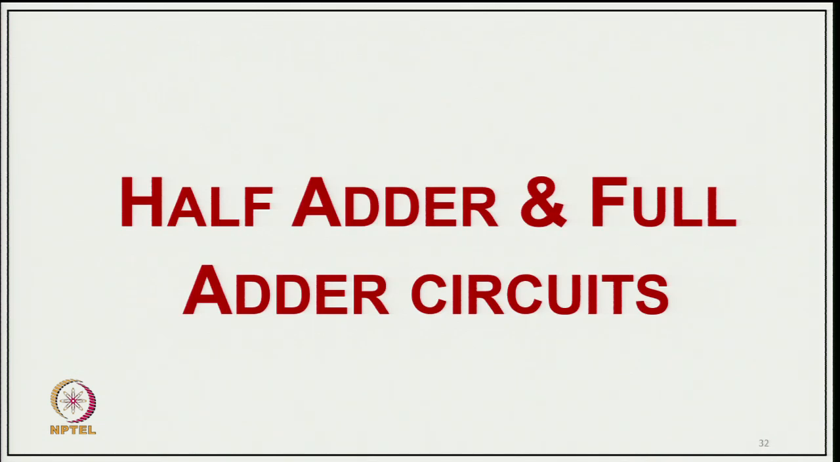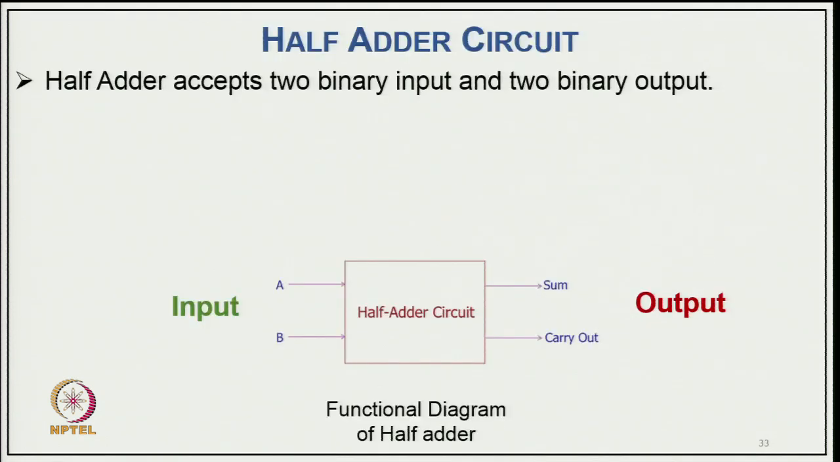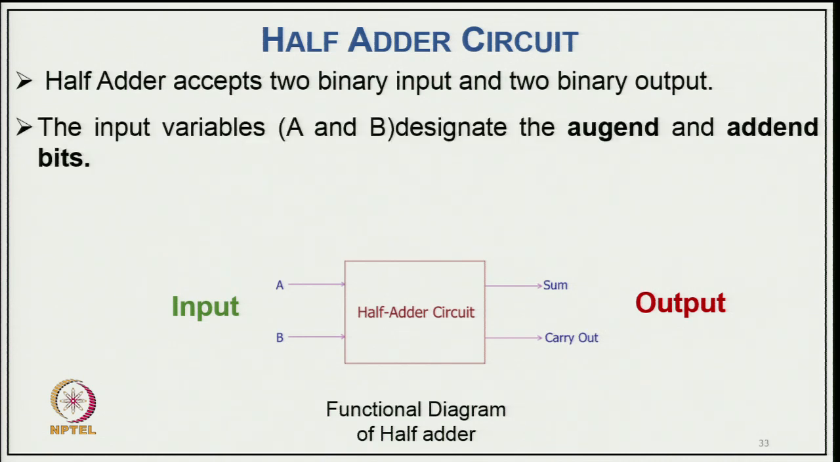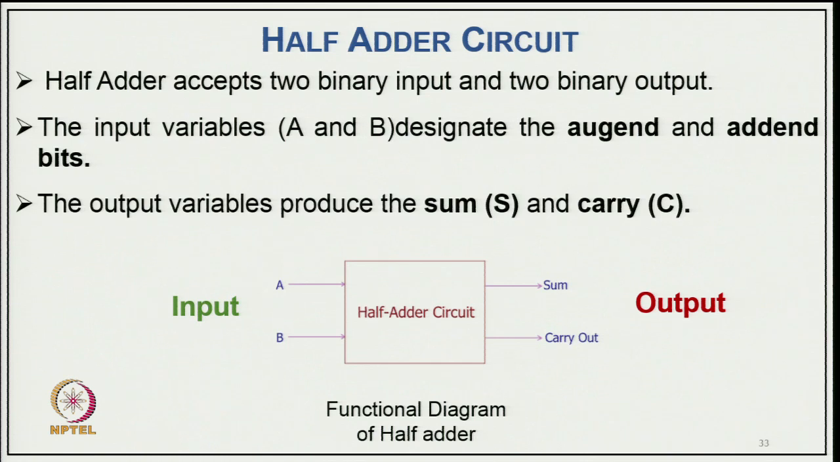Combinational circuits consist of adders, subtractors, converters, encoders and decoders. With some examples, starting with the very commonly used half adder and full adder. A half adder accepts 2 binary inputs and produces 2 binary outputs. The input variables A and B designate the augend and addend bits, and the output variables produce the sum and carry. As you can see here, you are adding 2 inputs, one is the augend, another is the addend, and here is the half adder circuit. We have one output which is the sum, another is the carry, and this is the functional diagram of the half adder.